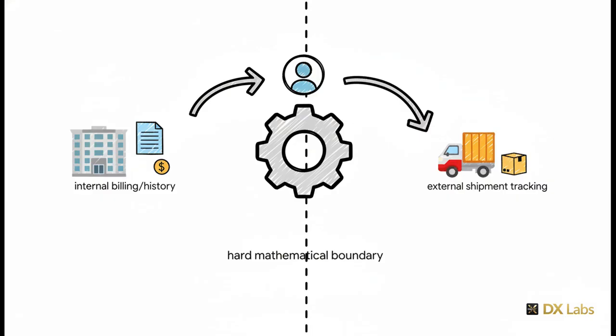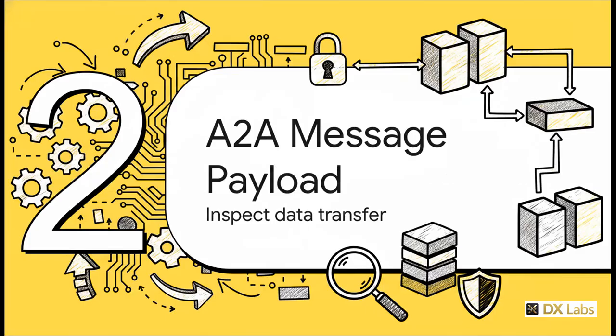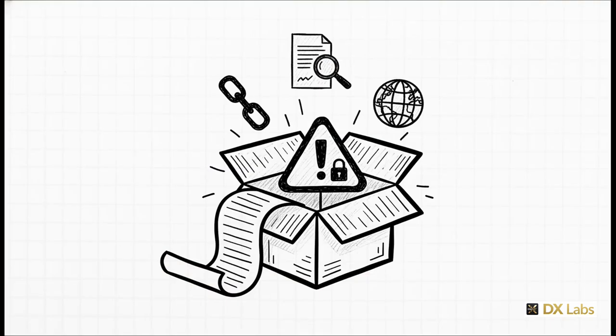So now that we know where the message is going, we need to inspect exactly what is inside the message payload. Section 2. A2A Message Payload. Inspecting the structured data transfer. You see, when your orchestrator delegates a task, it doesn't just toss a simple text string over the fence. It transmits a highly structured message payload conforming to a rigorous A2A protocol specification. And it's crucial to understand how these components work together to maintain that illusion of a single, seamless conversation.